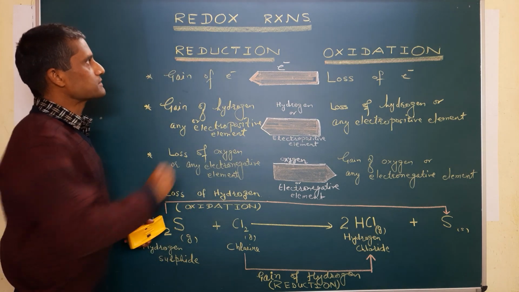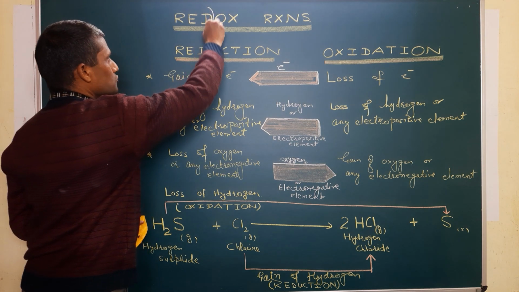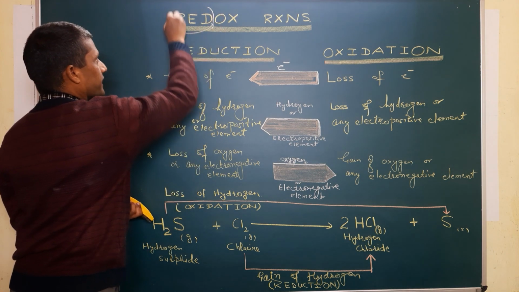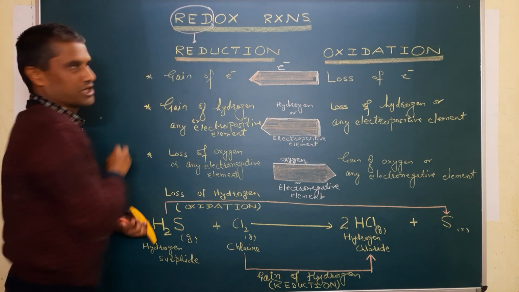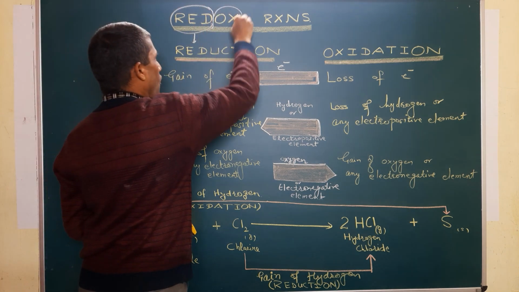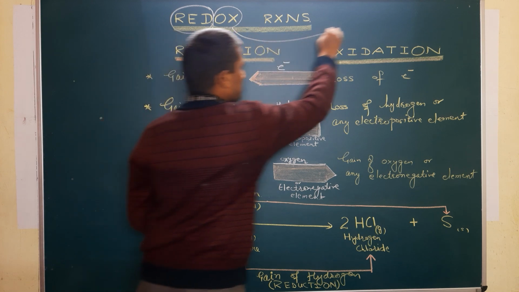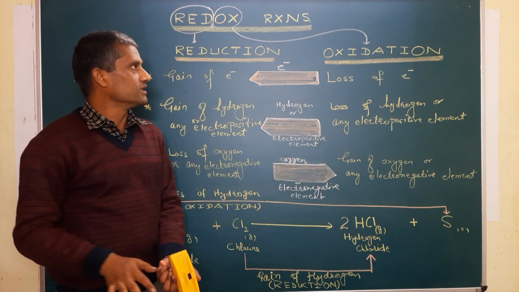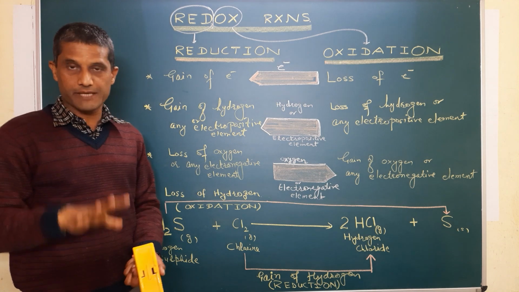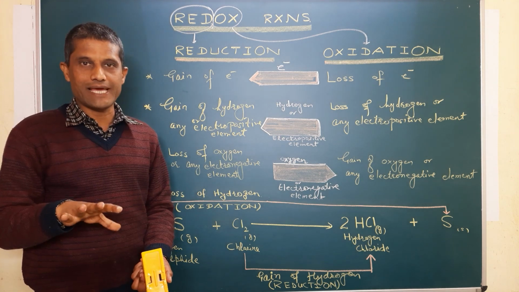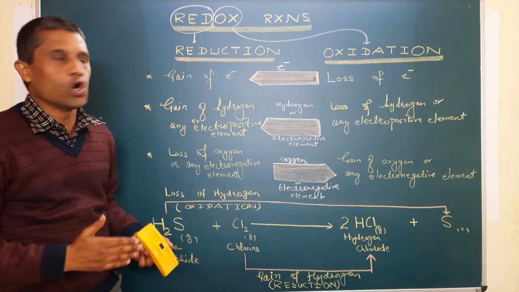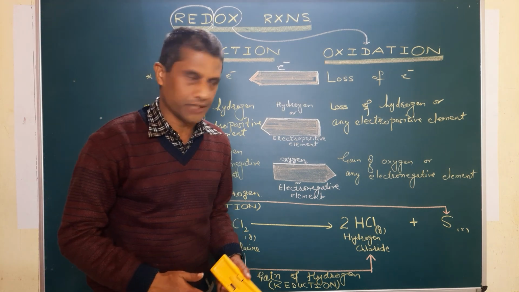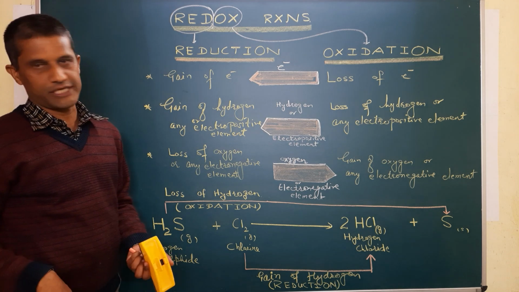The word redox is made up of two subwords here. One is red, red means reduction, and another one is ox, and ox is coming from the word oxidation. So it's quite clear that a chemical reaction in which reduction as well as oxidation go on simultaneously is called redox reaction. So that's the definition for redox reaction.